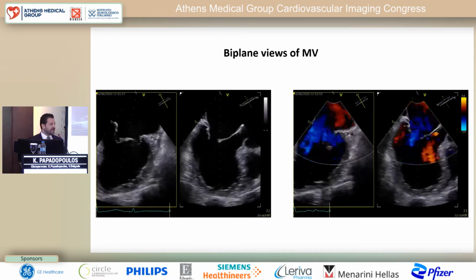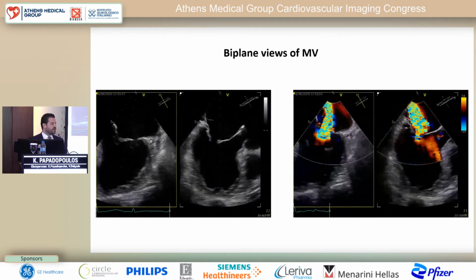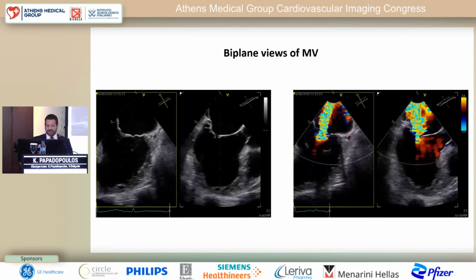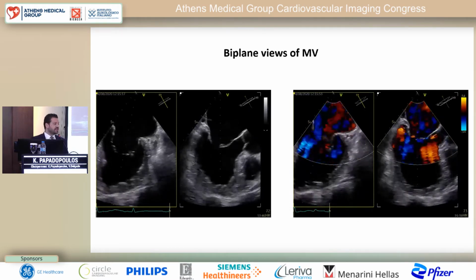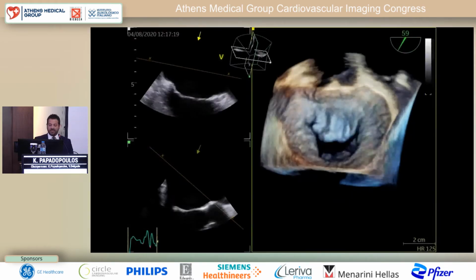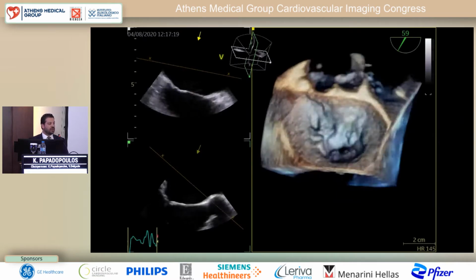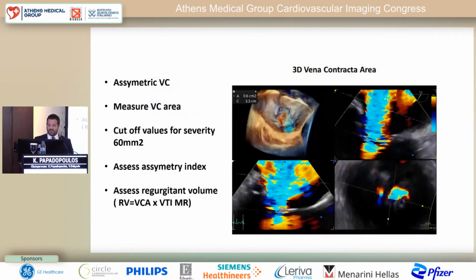This is a typical case of functional MR. You can see akinetic inferolateral wall, a dilated left ventricle, and the central jet in this biplane color view of the valve. And you can see that the A2 and P2 scallops do not coapt at all in this 3D en face view of the valve.